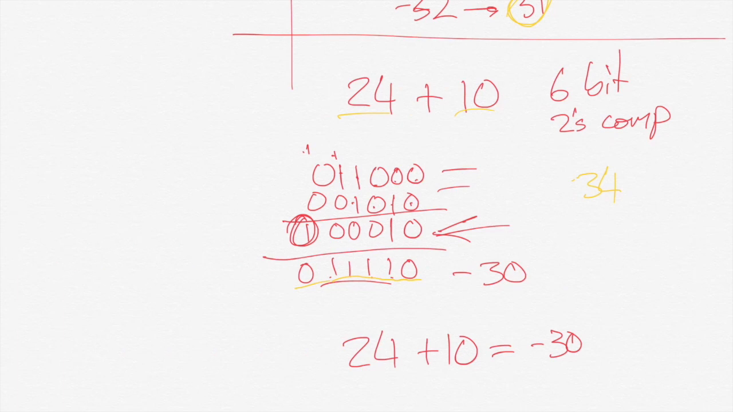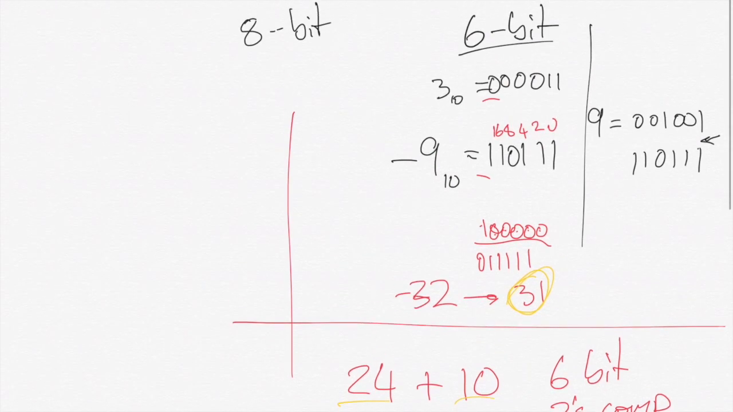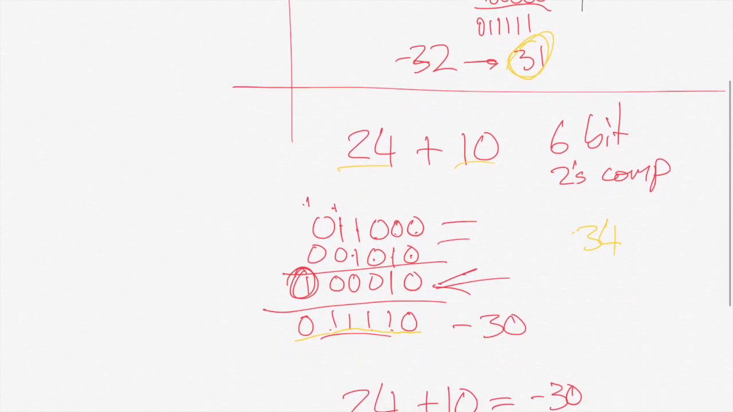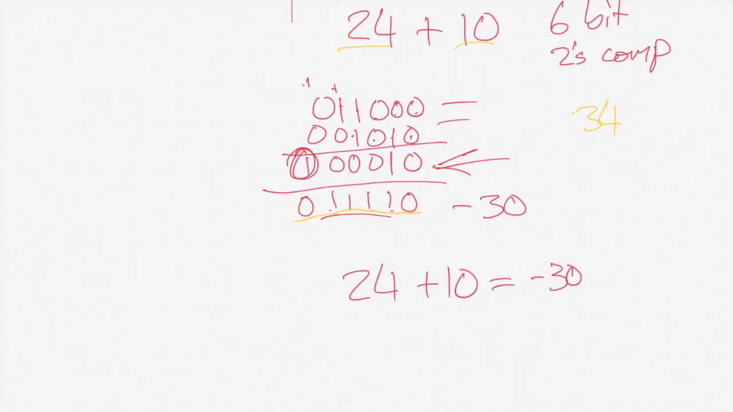This problem doesn't just occur with 6-bit binary, it would also occur in 8-bit binary if we tried to add 2 numbers together that gave a result of more than 127. Or in 16-bit or in 32-bit, as long as we were trying to add 2 numbers together that went over the maximum, we would get an overflow error.